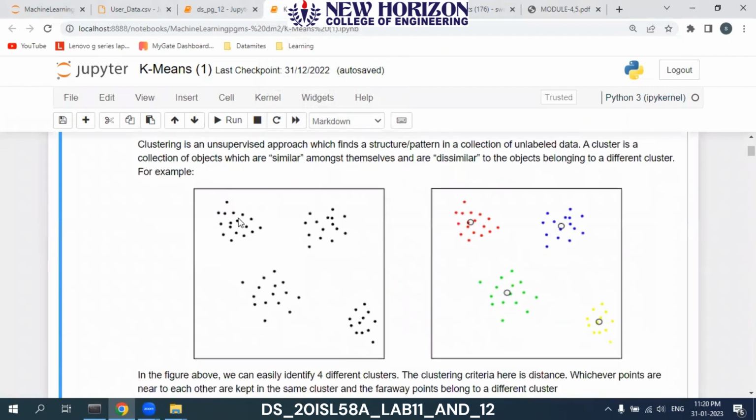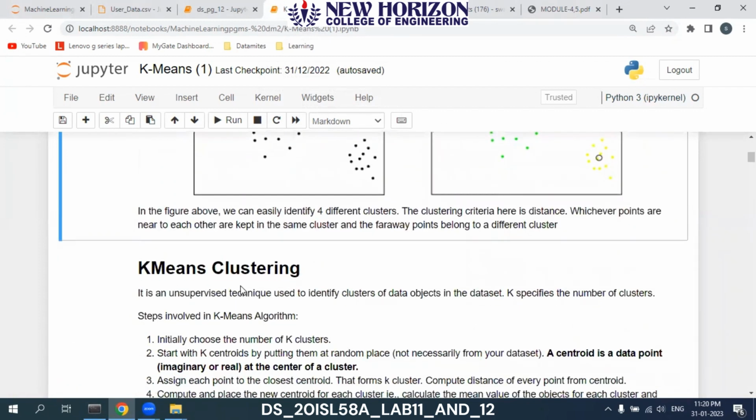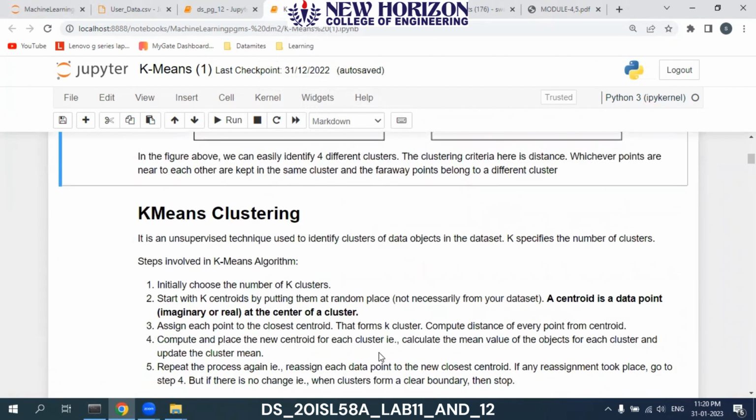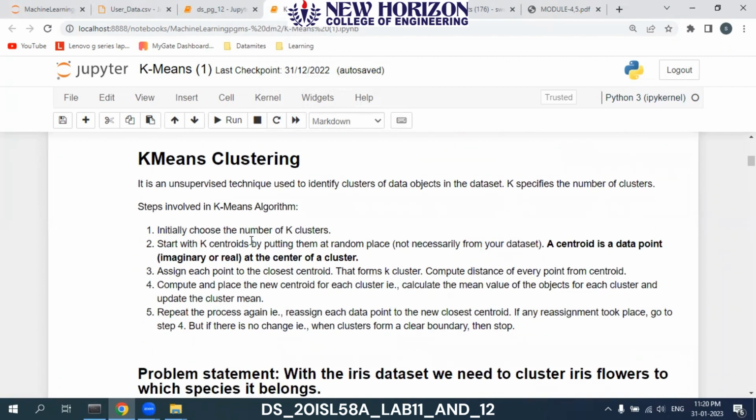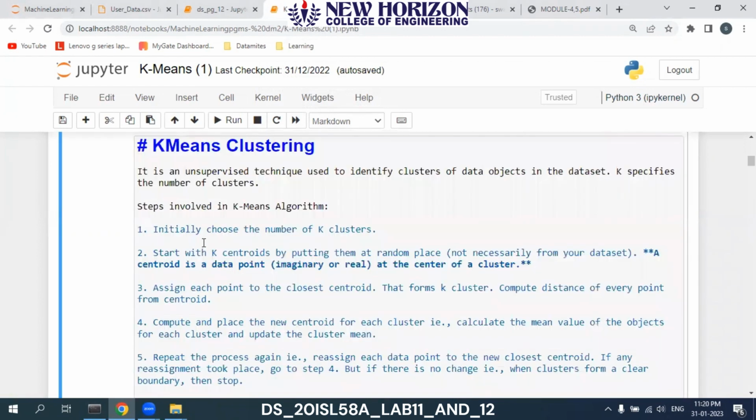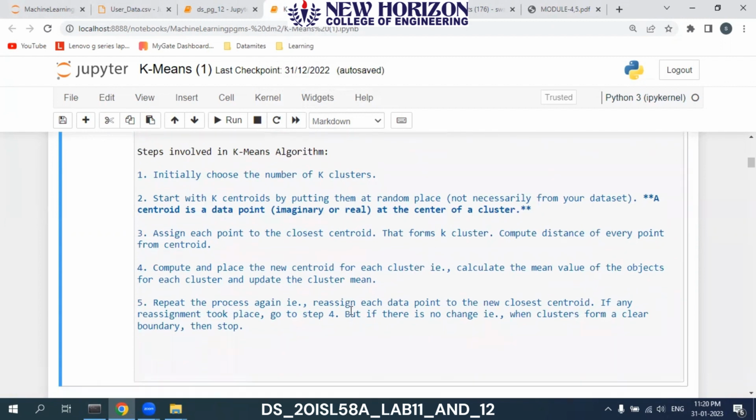What is clustering? That is grouping of your data. These are the steps followed in k-means clustering. It is an unsupervised algorithm, so it deals with unlabeled data. Choose the number of clusters, the value of k. Then you start with k centroids by putting them at random places and checking every point with respect to the closest centroid.